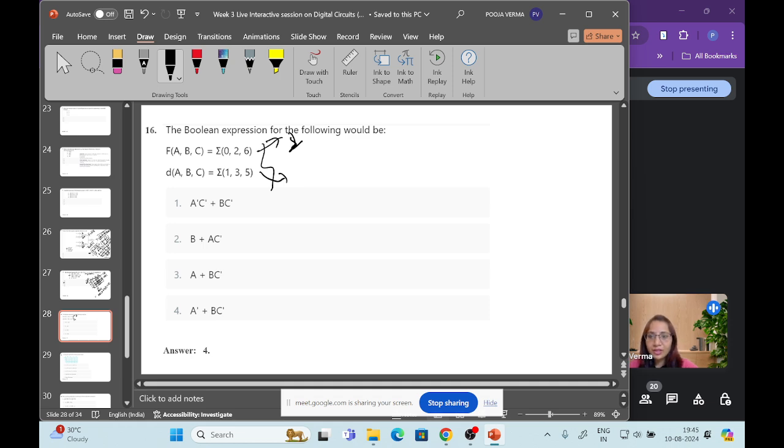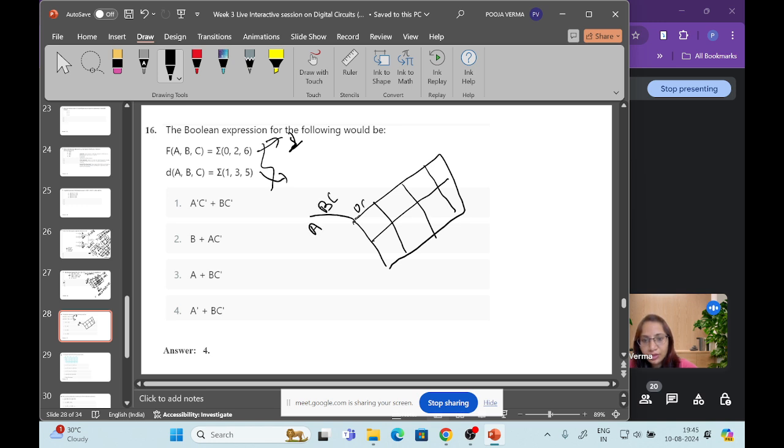Okay, so there are only 3 variables. So that means an 8 cell K-map will be there. A, B, C. 00, 01, 11 and 10, 0, 1, right? Now we need to put the corresponding values. So in the place of 0 there is 1, then in place of 2 and 6, 1, it is 0 1 2 3 4 5 6, here will be the 1, and the don't care condition will be in place of 1, 3 and 5. So 0 1 2 3 4 5 here.